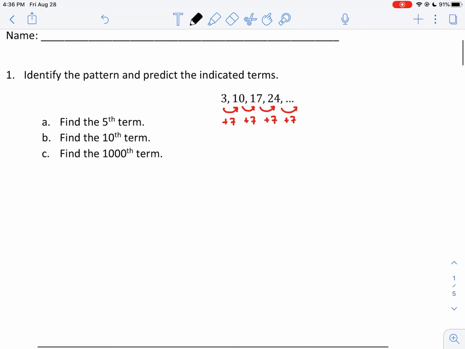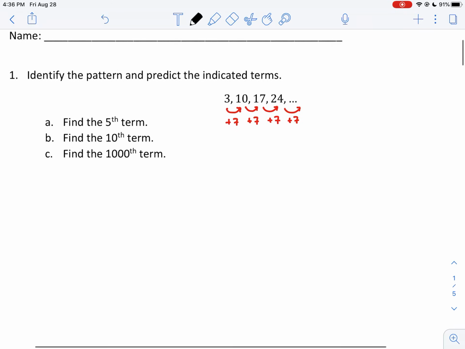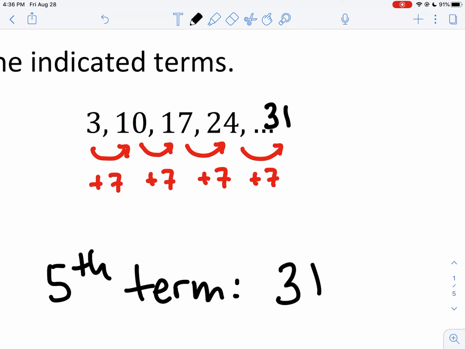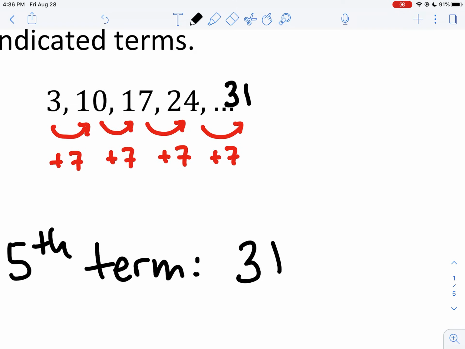Okay, so I'm going to write down, you can put a 31 here in your guided notes, or to answer question A, you would say 31 is the 5th term, or put something in your notes that clearly establishes we just found the 5th term. I'll do this. We'll put a 31 here as well, keep our list going.